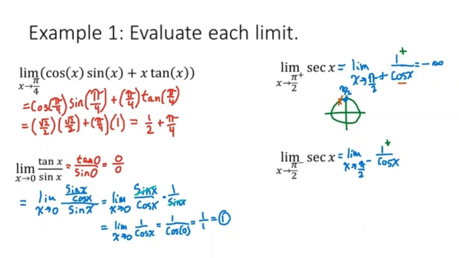As for x approaching pi over 2 from the left, we're dealing with values a little bit smaller than pi over 2. Well, angles that are a little bit smaller than pi over 2 would be in quadrant 1 on the unit circle. Cosine is positive in quadrant 1. Since a positive divided by a positive is positive, that means our function is approaching positive infinity. So as x approaches pi over 2 from the right, secant x will approach negative infinity, but it will approach positive infinity when x approaches pi over 2 from the left.